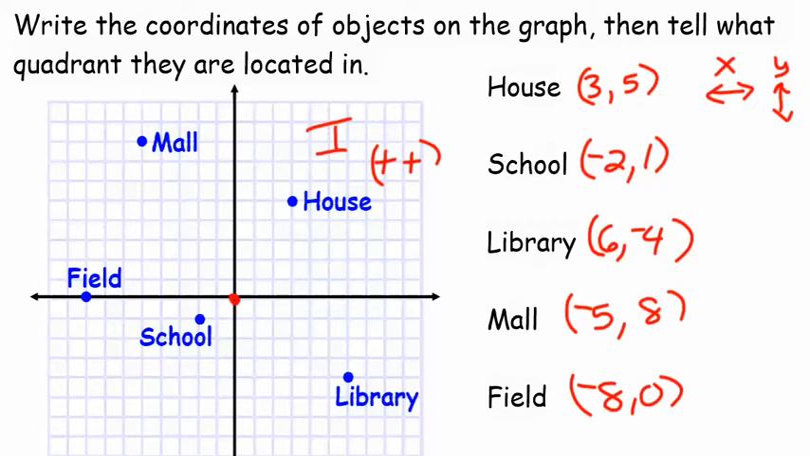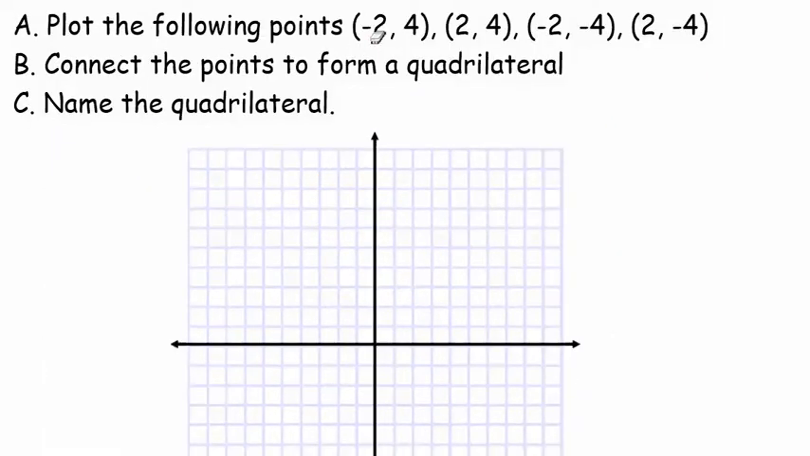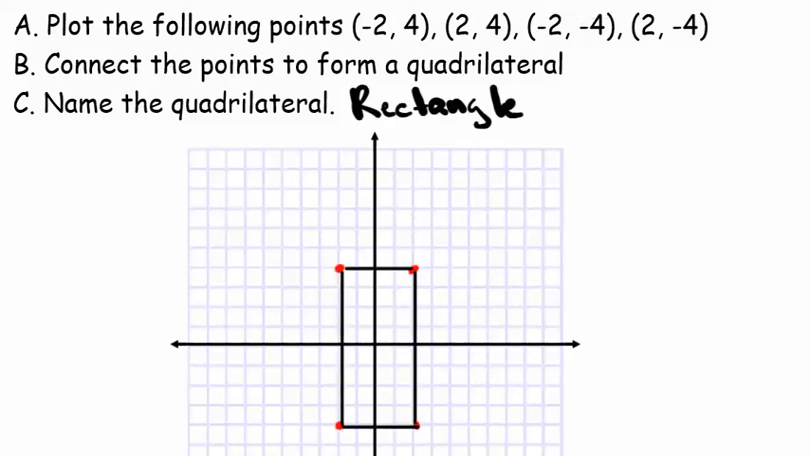All right, last part here. I've got 4 more things I want you to plot. I want you to go ahead and connect them, and it's going to become a quadrilateral. I'm telling you that because I have 4 points, so it must have 4 sides, so that's a quadrilateral. I want you to see if you can name it, okay? Pause the video and come back when you have the figure. All right, so you should have had that it is a rectangle, okay?